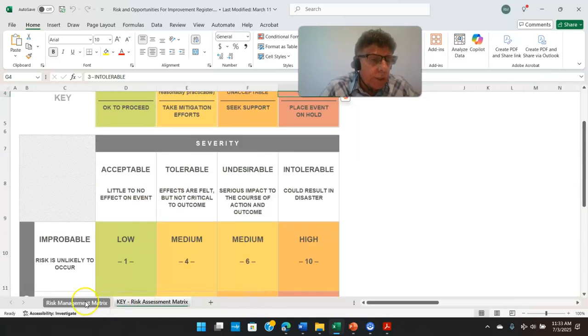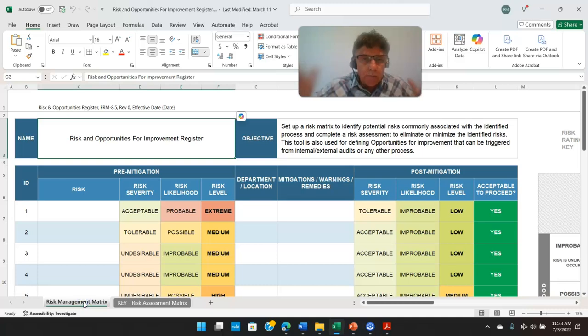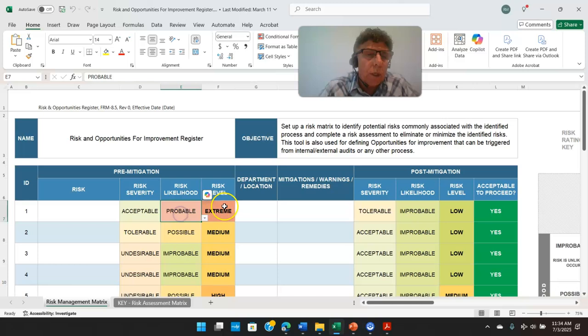The risk matrix tab is basically broken up into two sections, pre-mitigation and post-mitigation. Pre-mitigation is, this is our risk. We haven't mitigated it yet, but here is the risk. Is that risk in pre-mitigation acceptable, probable, extreme? So we have risk severity, risk likelihood, risk level.